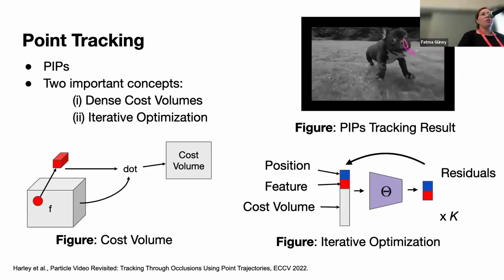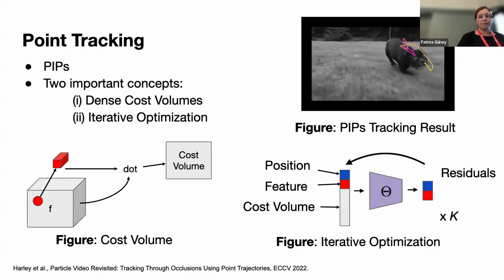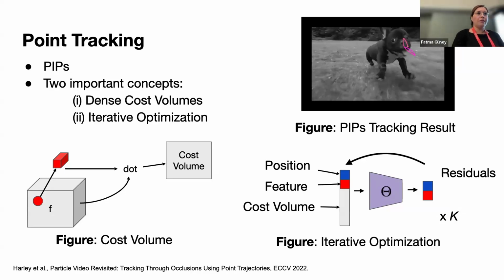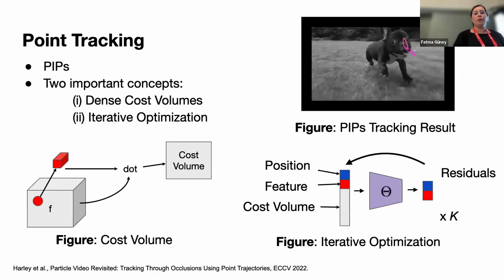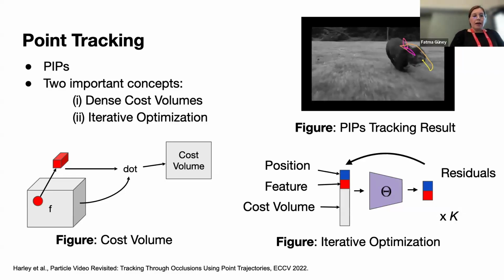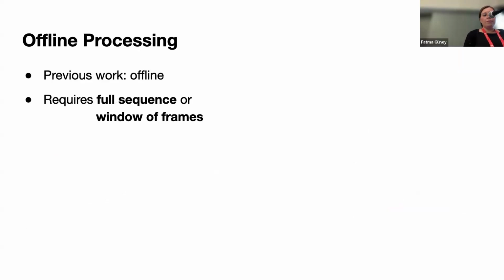It's quite expensive to do these iterative updates. But this is basically the main paradigm which almost all methods use in point tracking. This also leads to something that we think needs to be changed for real-time applications, the offline processing. What do I mean by offline processing?